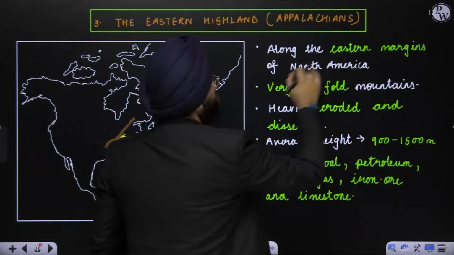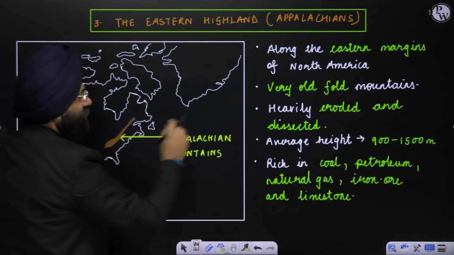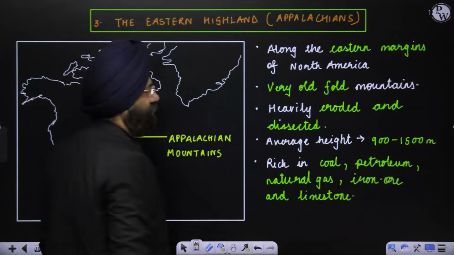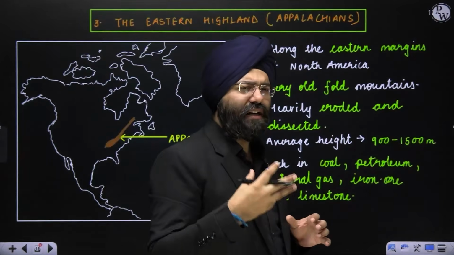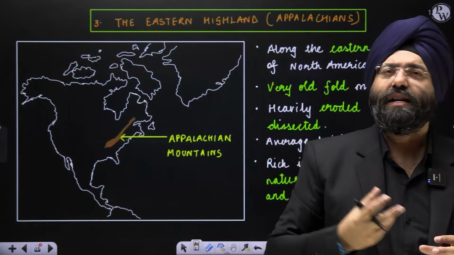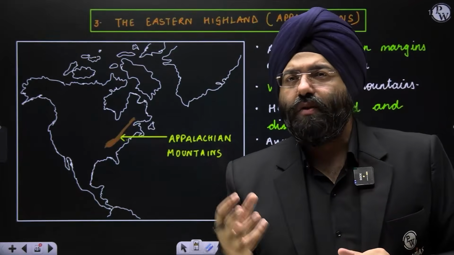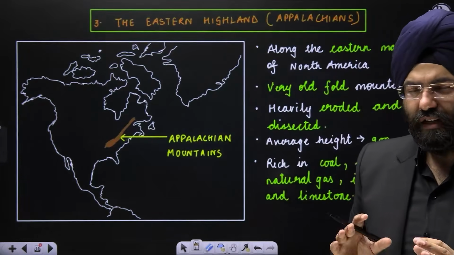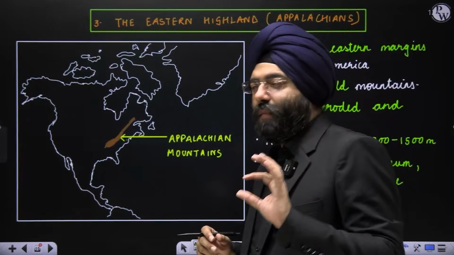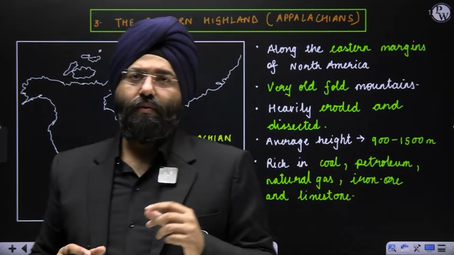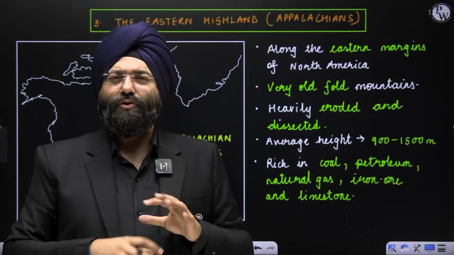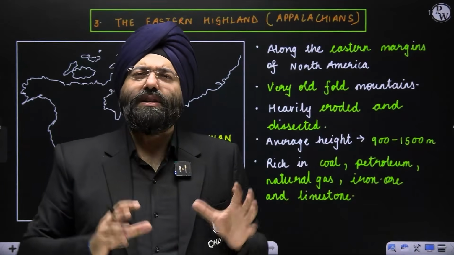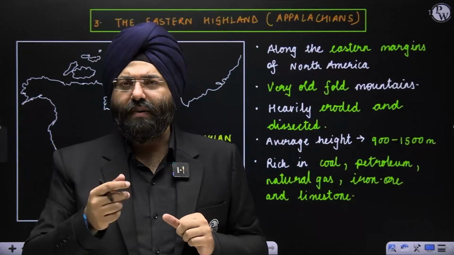Along the eastern margin of North America, these are very old fold mountains, heavily eroded, dissected. You can understand this by correlating with India. You see the young fold mountains in the form of the Himalayas, right? On the other hand, you see mountain ranges like the Aravallis, which are very old fold mountains, and that is why you realize that they are so dissected, so eroded. A similar condition is there with the Appalachians also, if you compare it.